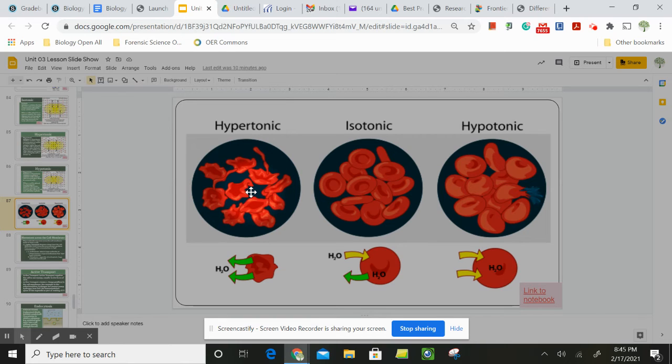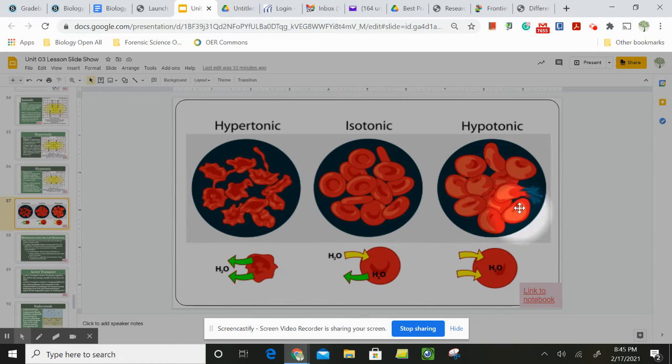A hypertonic solution will create a cell that starts to shrivel up. It would be like if you took a cell and put it in some salt water, all of the water is going to get sucked out of the cell. It's going to exit the cell and it's going to shrivel up. So in a hypertonic solution, your cells will shrivel up.